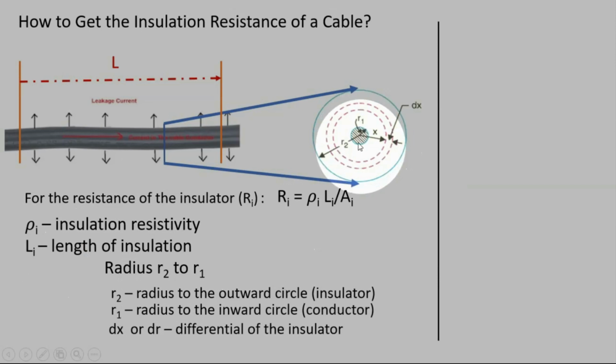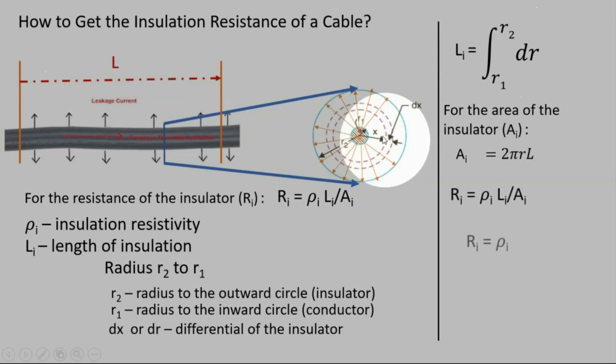We know that we have here points 1 and 2 since we are dealing with the insulator. So we have to consider R2, the outward circle, and R1, the inward circle. For the length of this insulation, instead of having it like the cable resistance length, we do it radially. We take it from the center point of the circle up to the outermost part of the circle, since our leakage current is flowing from the inside to the outside. So we get the integration of that. We specify a certain point here and then we integrate it. The length will be the integration of dr from R1 to R2. That will be our x.